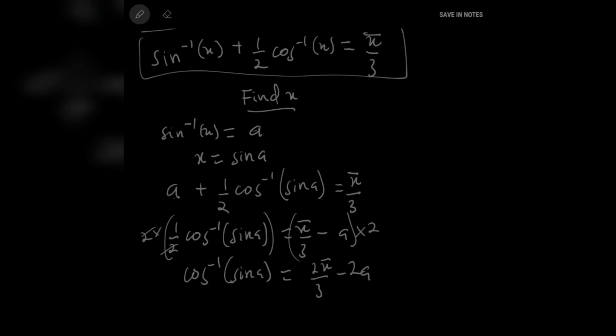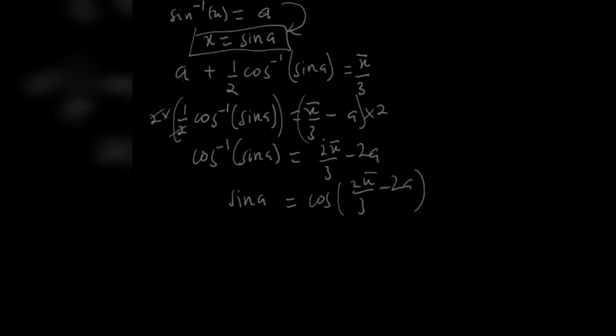Alright, so just as we're able to find the value of x from this, we can also find sine a. Because you are getting rid of this cos inverse, sine a will be equal to the cos of the whole expression on the right hand side, 2 pi over 3 minus 2a. Okay, so we now have this.